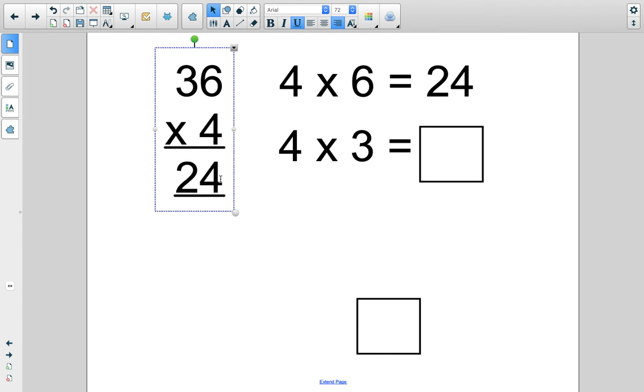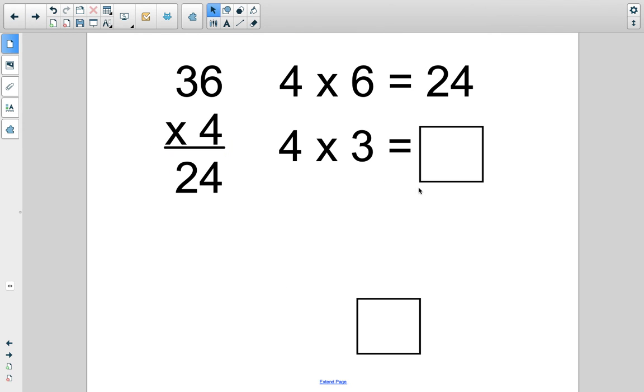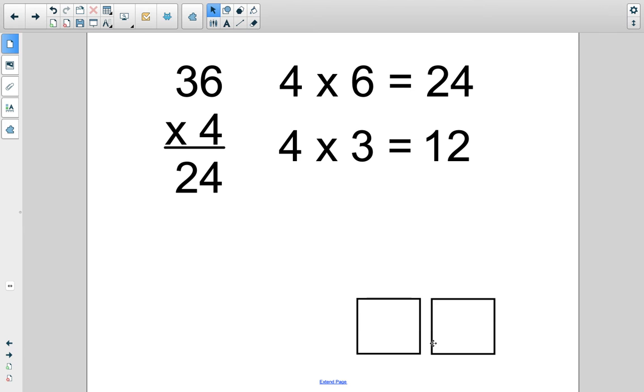Here's my 24, except I don't want it underlined. So there's my 24, and my 4 times 3, as we know, is 12. However, what are we going to do with this 12? We know we can't put it there. The trick to know what to do with the 12s comes from your understanding about what this really means.